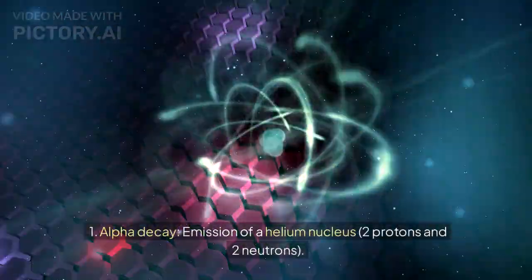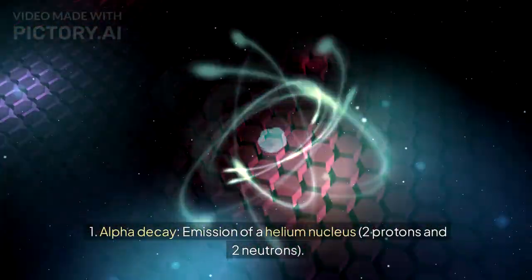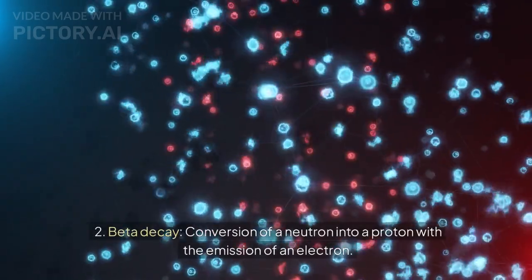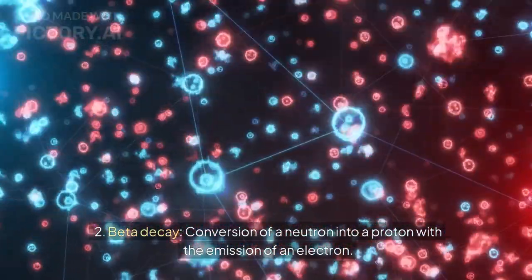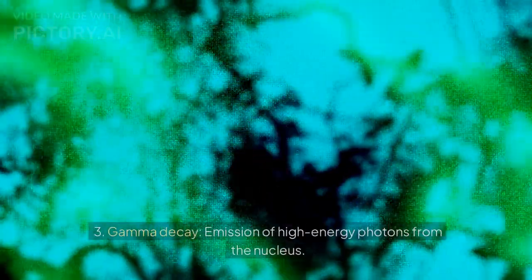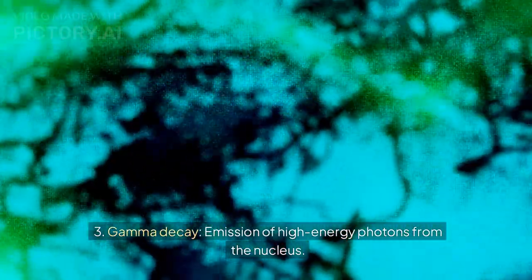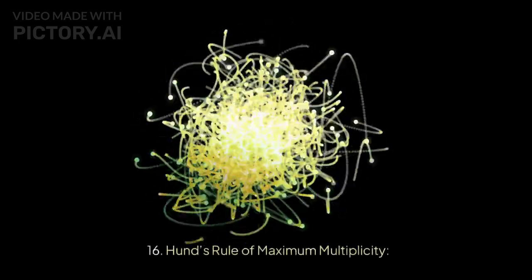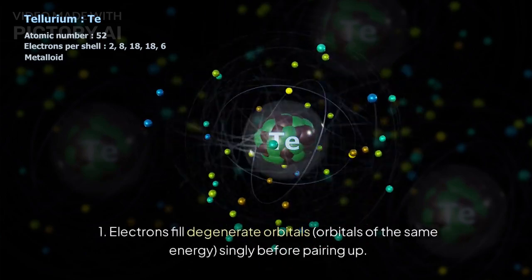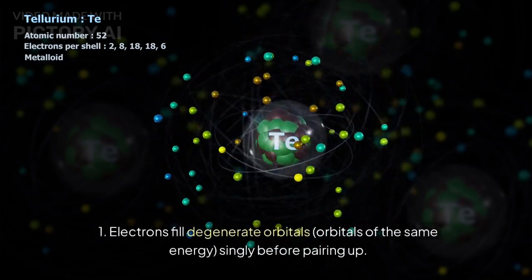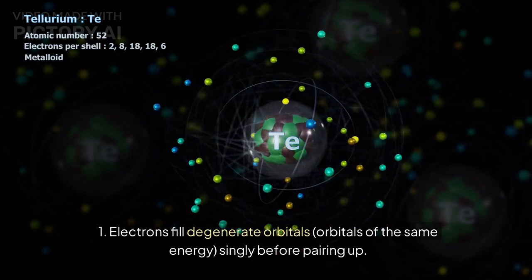15. Radioactivity and nuclear reactions. Alpha decay: emission of a helium nucleus, 2 protons and 2 neutrons. Beta decay: conversion of a neutron into a proton with the emission of an electron. Gamma decay: emission of high-energy photons from the nucleus. 16. Hund's rule of maximum multiplicity: electrons fill degenerate orbitals, orbitals of the same energy, singly before pairing up.